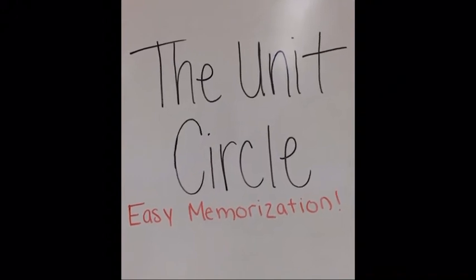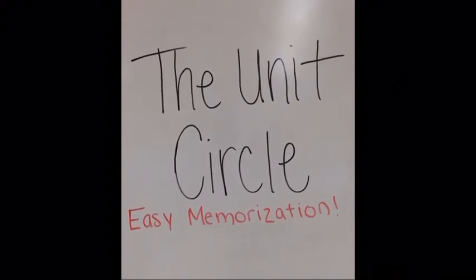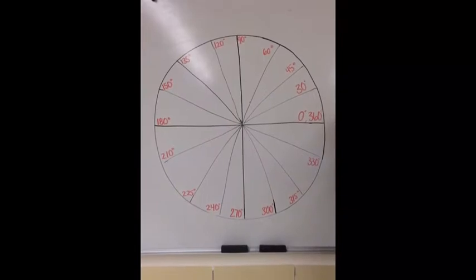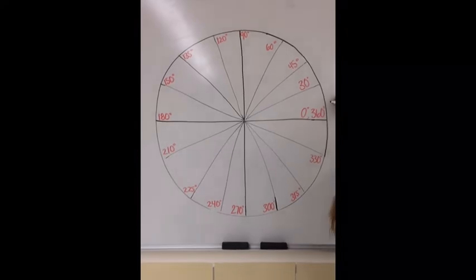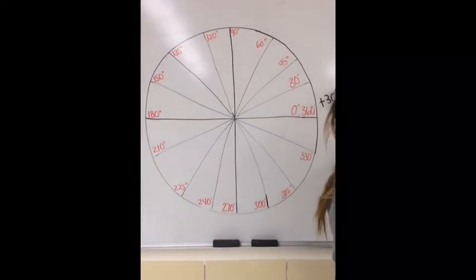Today we'll teach you about the unit circle and tips for easy memorization. First, we'll start off with degrees. The easiest way to remember degrees is by adding 30, 15, 15, 30.